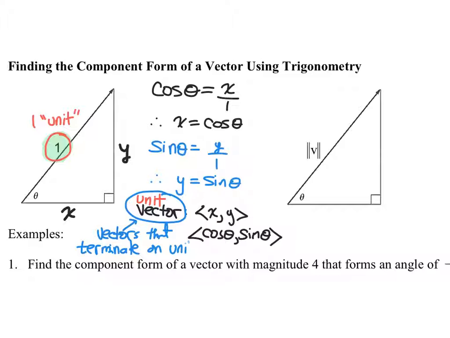On the unit circle. But we could use these for other things too, but this is really the origin story behind the concept of the unit vector.